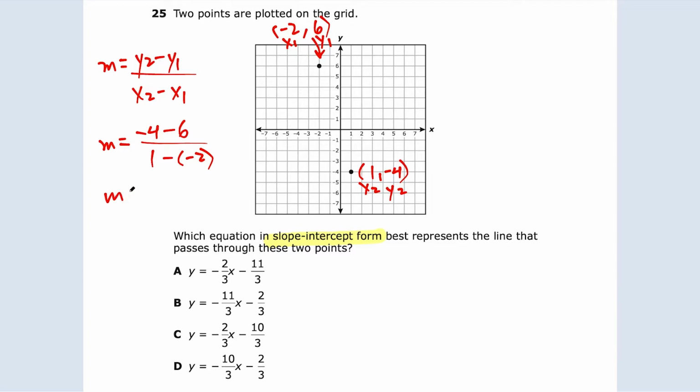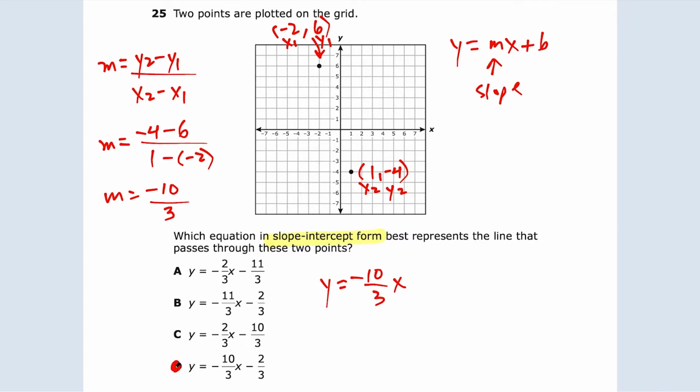And now we simplify here. -4 minus 6 is -10, and then 1 minus -2 changes to 1 plus 2, which is going to give us 3. So I think of the equation of a line, y equals mx plus b. Our slope we just found, so our slope is equal to -10/3. So I know this is going to start off as y equals -10/3 times x, and then plus or minus something. But notice the only answer choice that starts with -10/3 x is going to be choice D here.